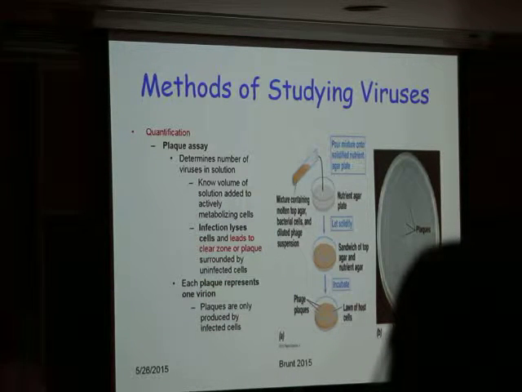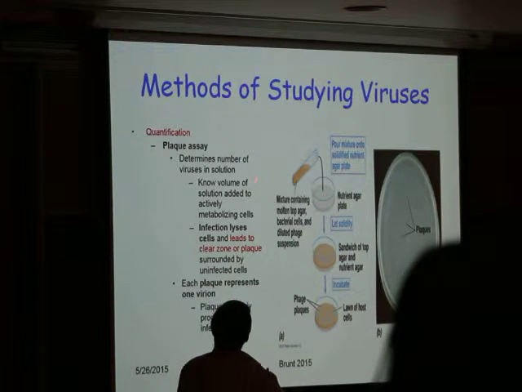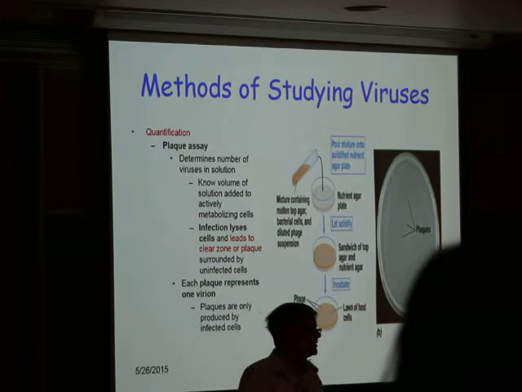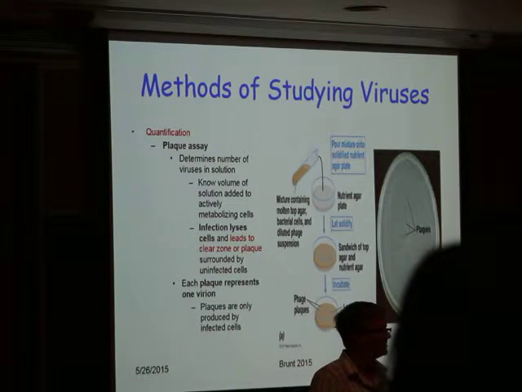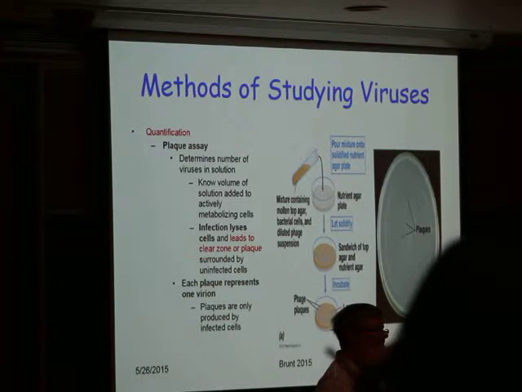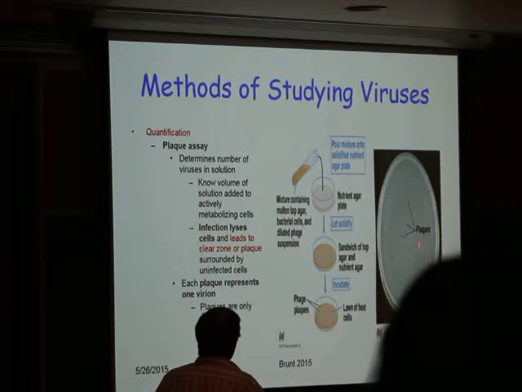So again, the best way to study viruses is by doing these plaque assays, where you determine the number of viruses in solution. And I don't want you to think that you can only do it affecting bacterial cells. You can infect animal cells with viruses and do the same kind of titer, where you look for clearing or partial clearing, which you can actually count.